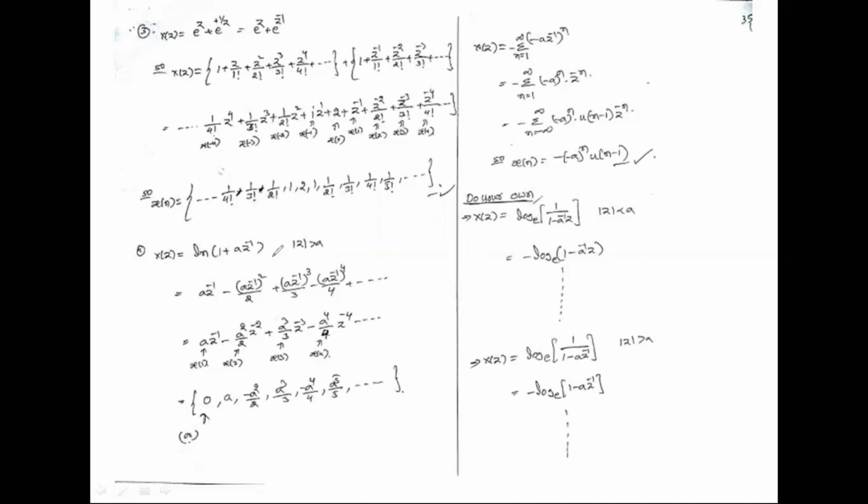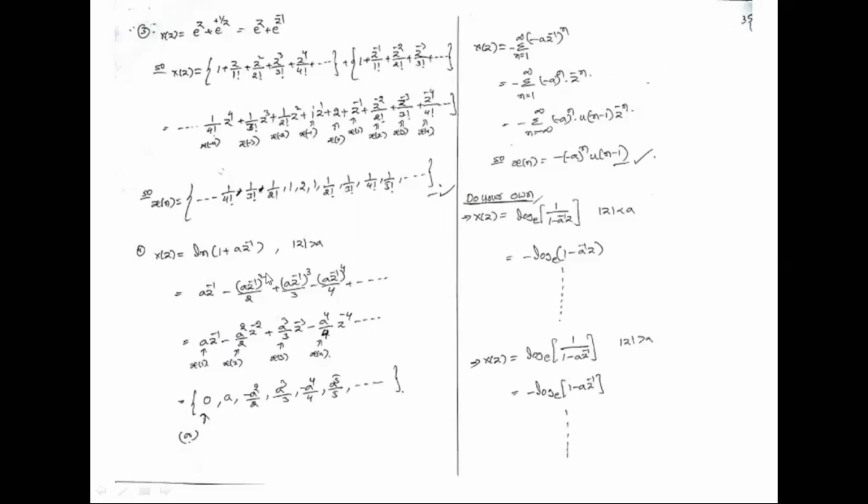And the next function, ln of 1 plus a z inverse. So what is the sequence here? Ln of 1 plus x is there. X minus x square by 2, x cube by 3, minus of alternately you get the minus, and it's increasing x of k plus 1 by k plus 1 from 0 to infinity.